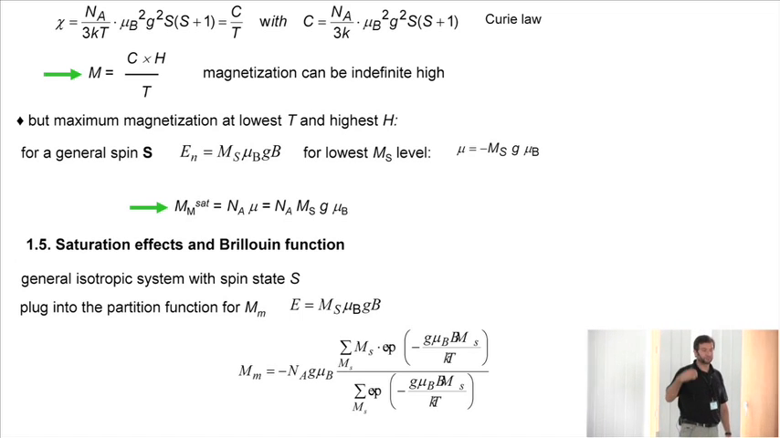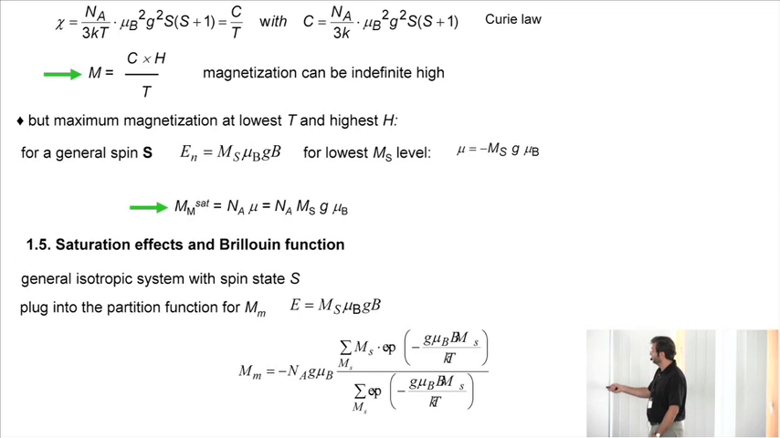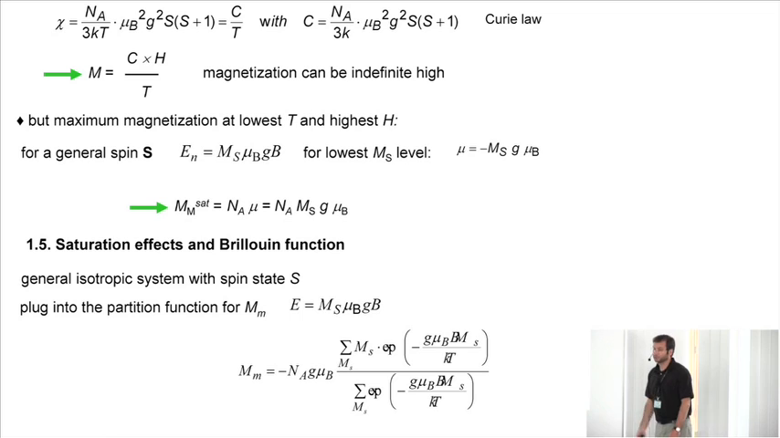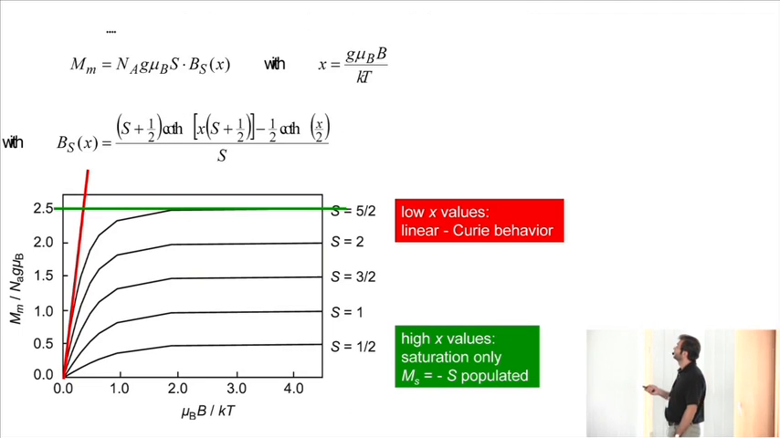This is the partition function without approximation. So we have our energy levels, I plugged it in, and now you can do some mathematics. I have to admit I never did it. I have no clue how to come to it, but I don't need to, I just use it. This is now our molar magnetization, no approximation.